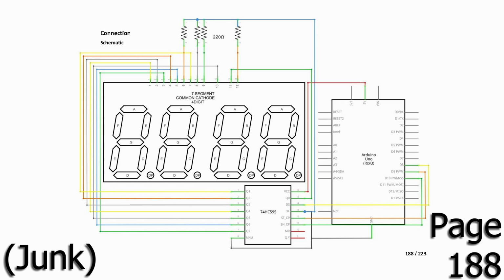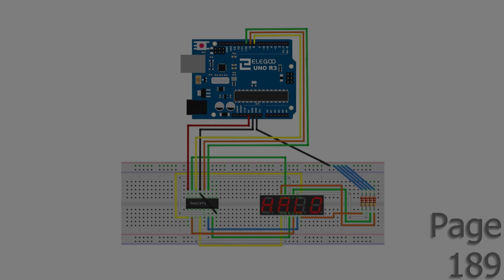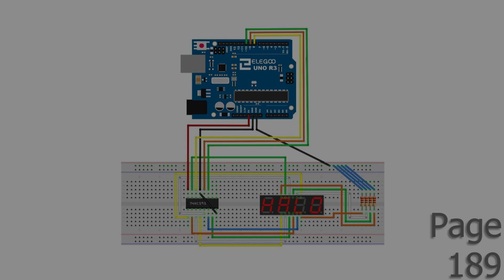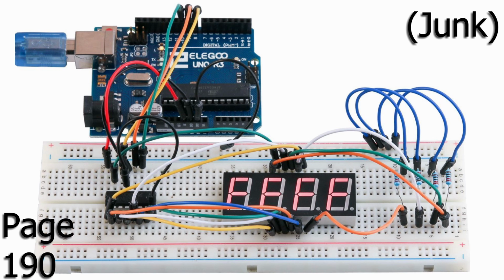Okay, let me caution you here. Having all 4 common cathode pins connected to ground, regardless if they're through a resistor or not, will turn on all 4 digits. With this configuration as shown, we really can't control which digit is turned on as we're supposed to. On page 189, you'll see the wiring diagram, with a photo on page 130.